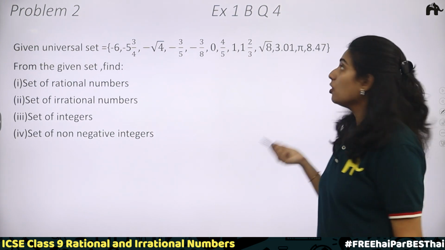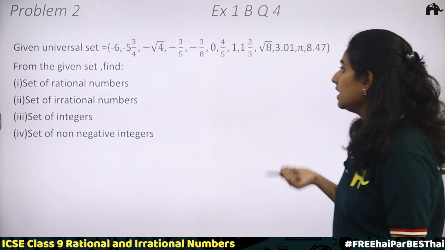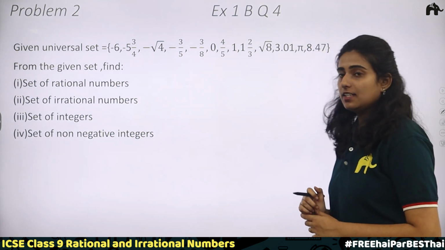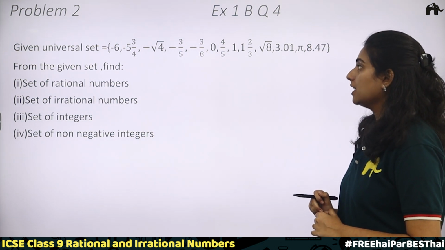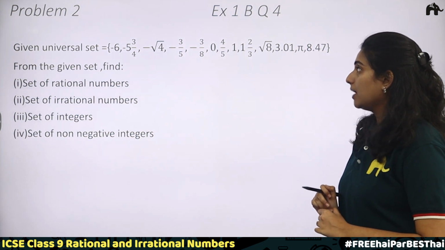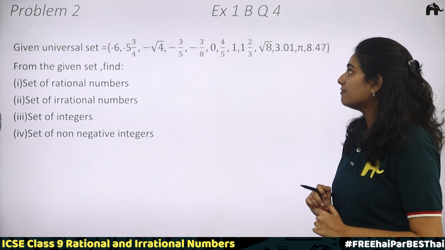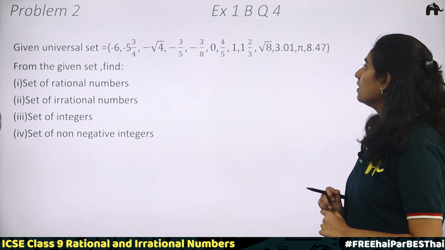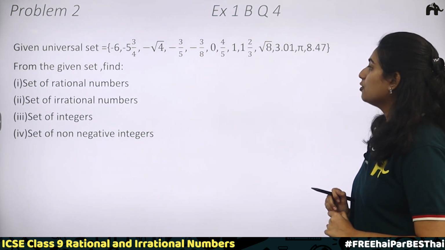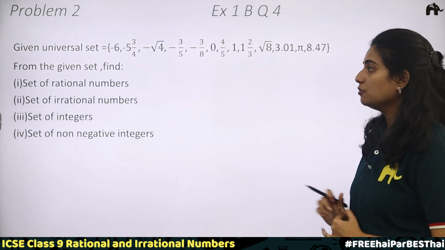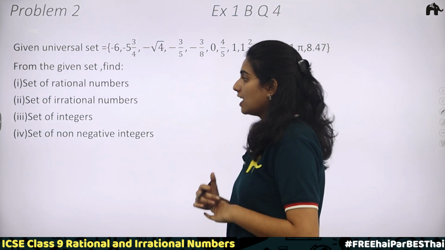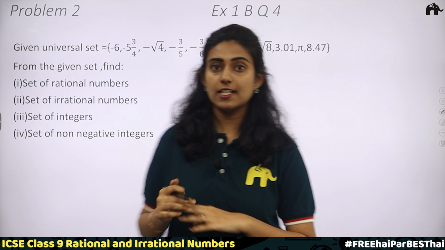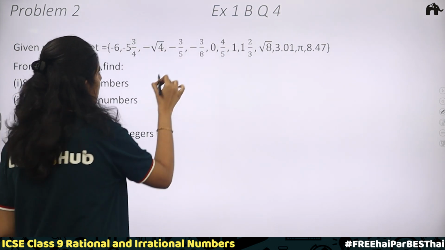Okay. Second problem, question 4 of exercise 1B. Given universal set is equal to the set of minus 6, minus 5, 3 by 4, minus root 4, minus 3 by 5, minus 3 by 8, 0, 4 by 5, 1, 1 2 by 3, root 8, 3.01, pi, 8.47. From the given set, we have to find the set of rational numbers, the set of irrational numbers, set of integers and set of non-negative integers. So first, let's find the set of rational numbers.